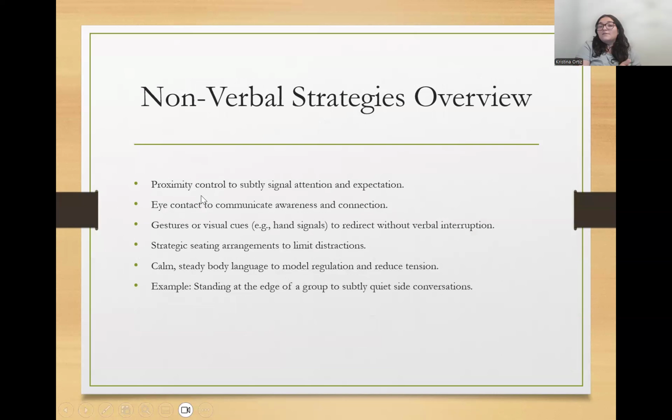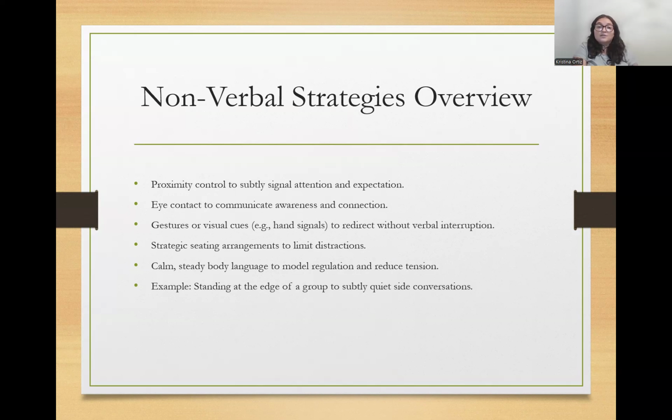Okay, so nonverbal strategies overview. I was talking about the nonverbal and verbal. So proximity control, to signal attention and expectations. Eye contact to communicate awareness and connection. Gestures are visual cues like hand signals to redirect without verbal interruption. Strategic seating arrangements to limit distractions.